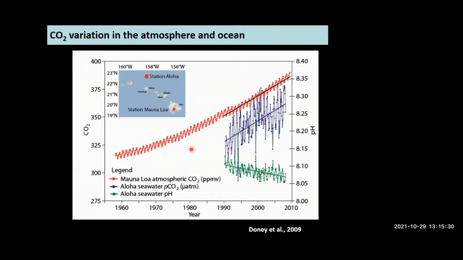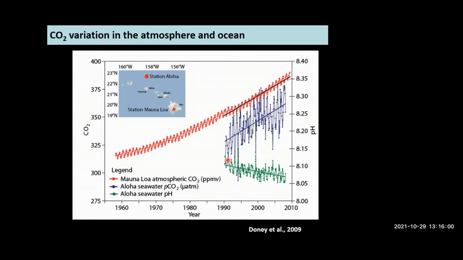So for that, the concept of ocean acidification comes into the picture. For example, here you see the CO2 in the atmosphere, this seasonal variability of CO2 and rising up nicely. At the same time, this blue curve is the partial pressure of carbon dioxide in the seawater at a station in the Pacific Ocean. This also goes up and down.